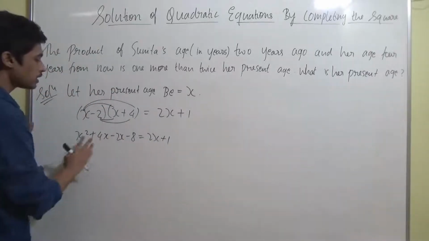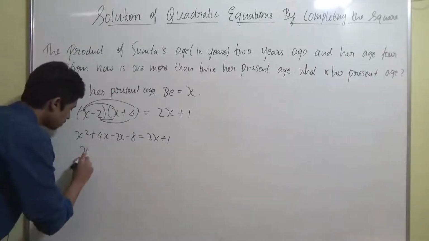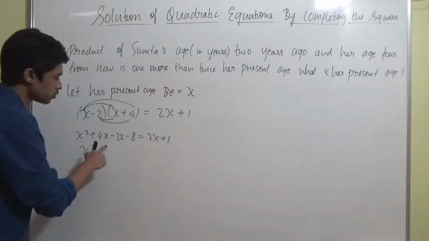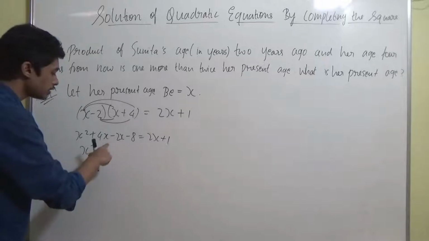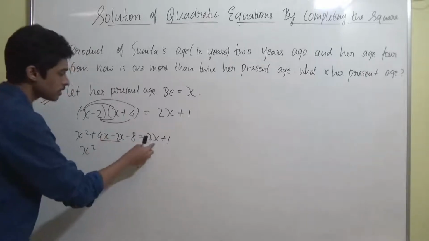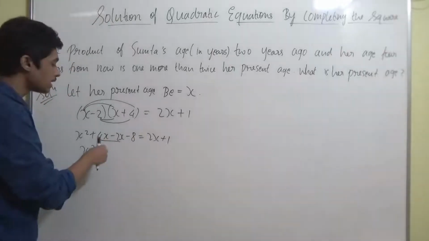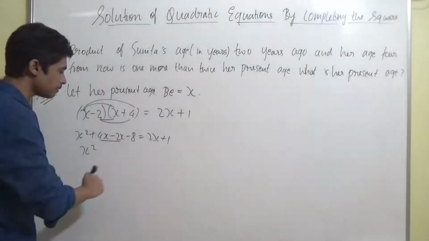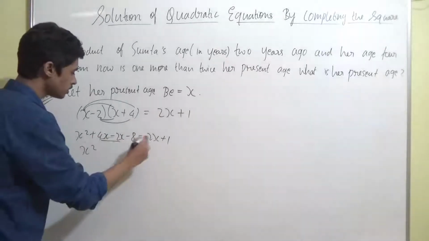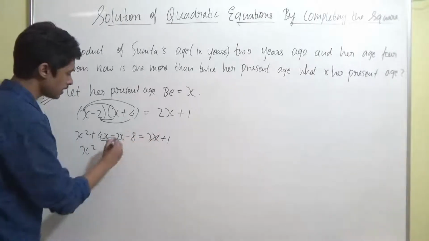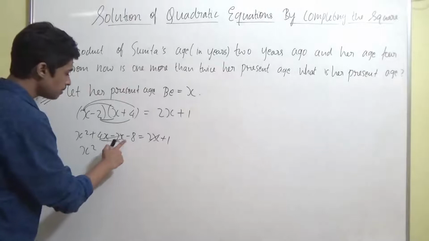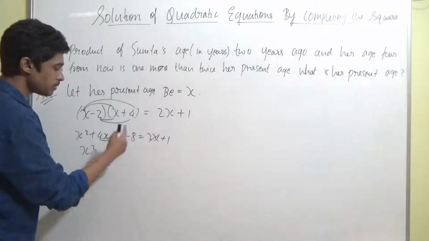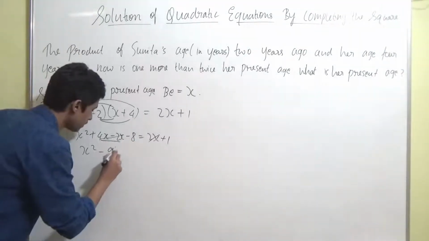I'll bring all the terms towards LHS, so it becomes x square, 4x minus 2x is 2x, and here there's one more 2x. When 2x of the RHS comes to the LHS, it becomes minus 2x, so they'll get cancelled. So these two terms are getting cancelled, and here it is minus 8. When 1 comes to this side, it becomes minus 8 minus 1, which is minus 9, equal to 0.